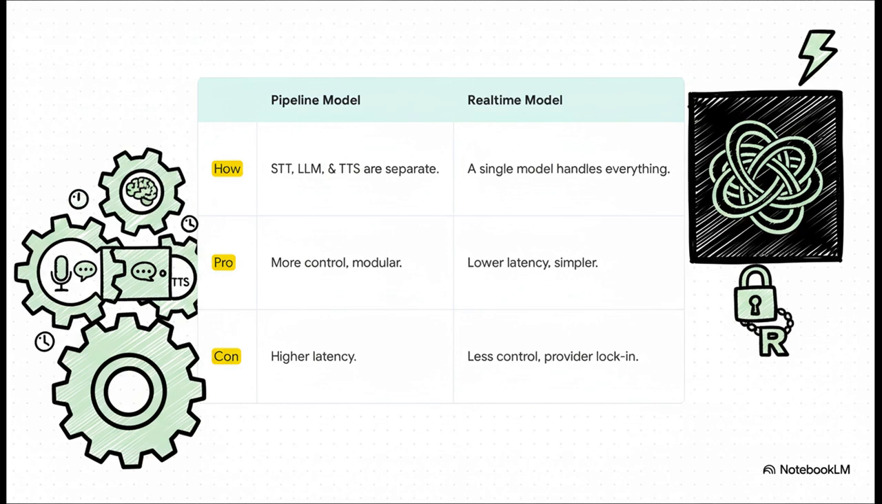On the other path, you have an all-in-one real-time model that handles everything. It can be a lot faster, but it's often a black box. You have less control, and you would get locked into a single provider. You know, there's no single right answer here.